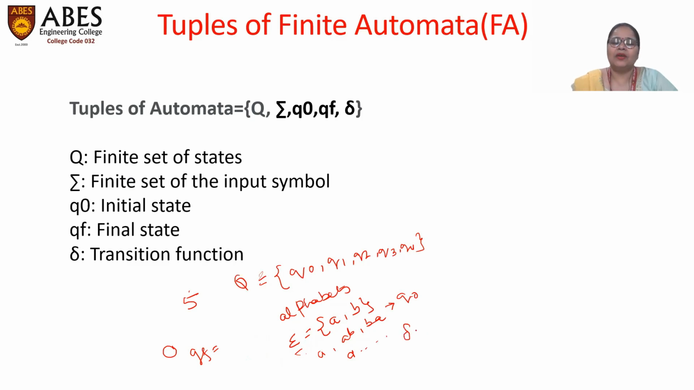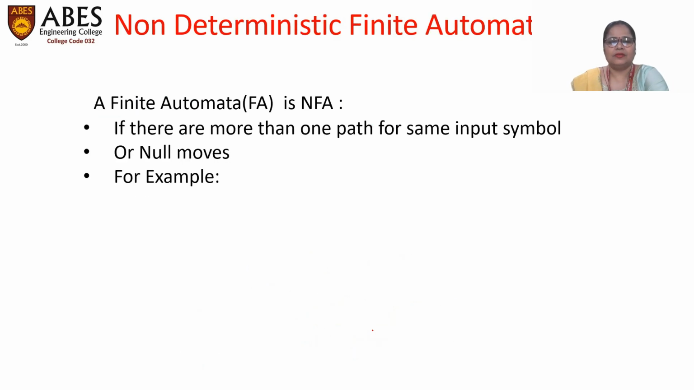The transition function plays a major role in the finite automata. It tells you where you are going, to which next state, after reading which input symbol. Suppose right now you are at Q0, reading input symbol a and going to Q1. Then this is called the transition function: you are at Q0, reading input symbol a, and going to Q1. So here we discussed the tuples of the automata: Q, sigma, Q0, QF, and delta. I hope you understand these tuples, right?